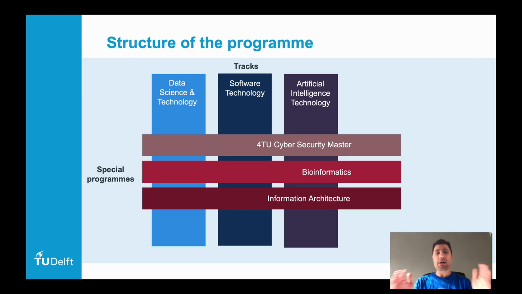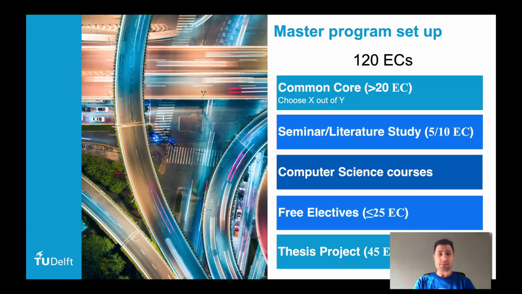Let me start very high level. We currently offer 3 different tracks within our Computer Science Master's program: Data Science and Technology, Software Technology, and Artificial Intelligence Technology. And on top of these 3 tracks, we also offer special programs that you may want to follow, which are cybersecurity, bioinformatics, and information architecture. I'm going to dive into these tracks and into these special programs very soon.